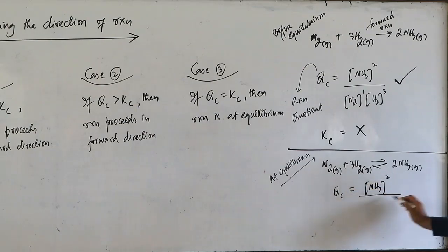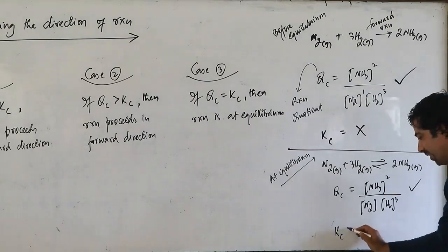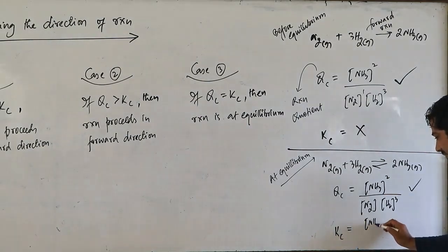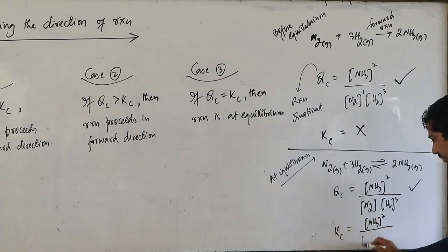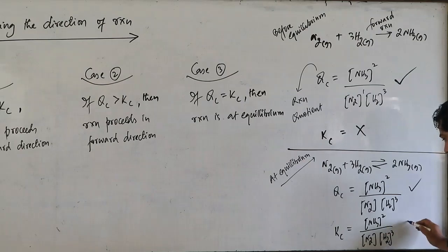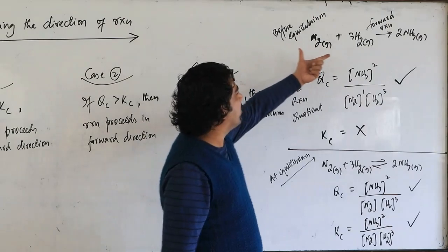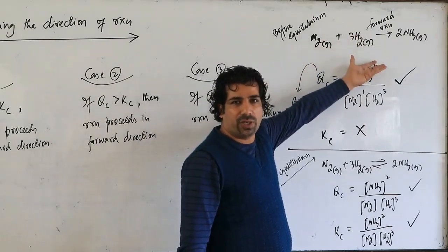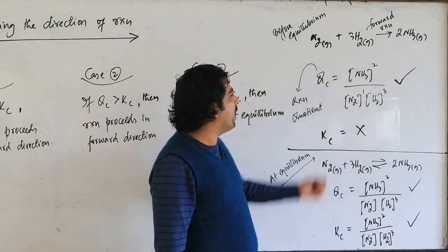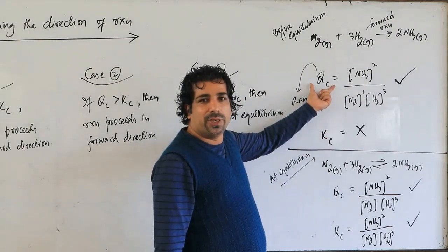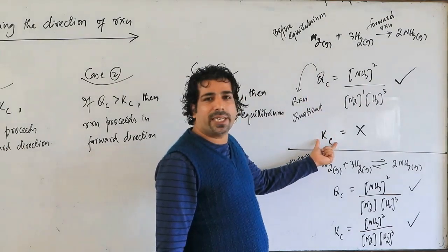Qc is NH3 upon N2 into H2 raised to the power 3. This value can be taken, and even the Kc value can also be taken here, that is NH3 raised to the power 2 upon N2 into H2 raised to the power 3. So look here. Before equilibrium, when the reaction was only moving in the forward direction, at that time I could take the Qc value. But the Kc value is only taken at equilibrium.